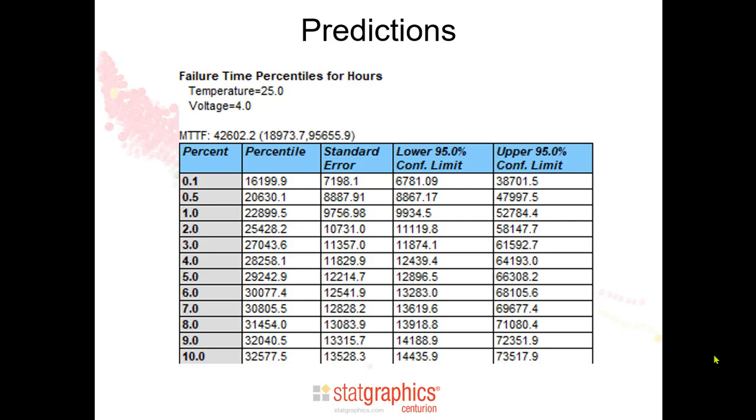We can also generate a table of predictions at a selected combination of the accelerating factors. Here you see a table for the normal operating conditions, which are 25 degrees and 4 volts. The mean time to failure at that combination is 42,602, and you can see a table of different percentiles. Also shown for both the mean time to failure and the percentiles are 95% confidence limits.